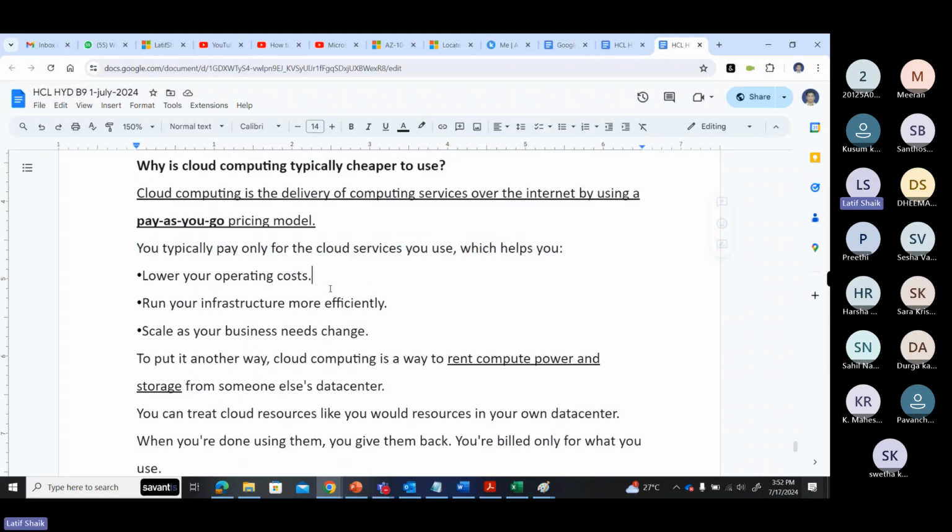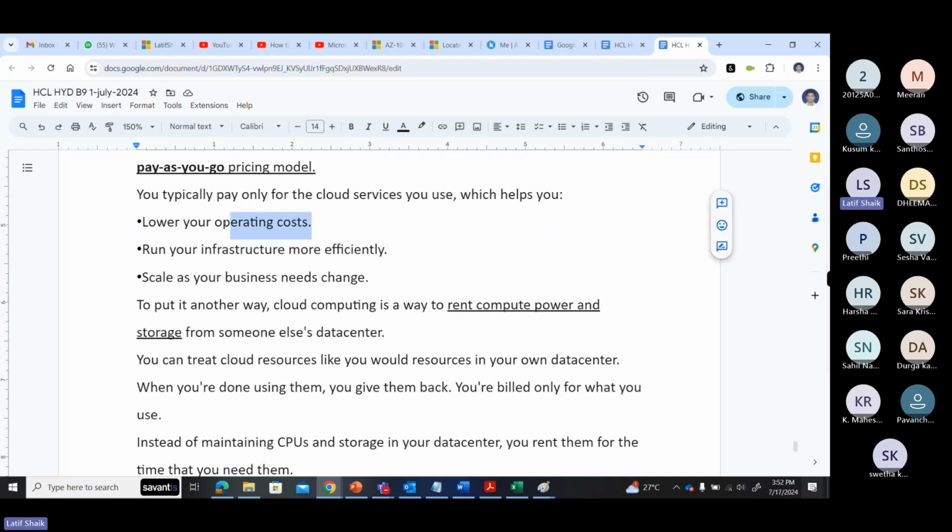Okay, so the other advantage is lower operating cost. No upfront cost. First important point, no capital expenditure, no operating expenditure. Depending upon our requirement, whatever cloud-related services we use, that only we pay for.